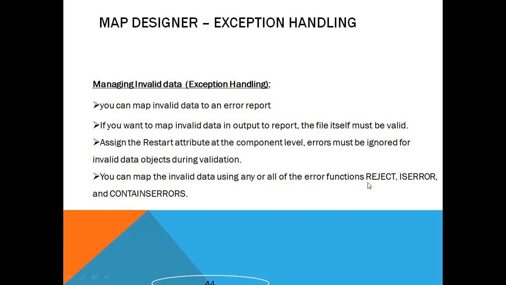So you can map invalid data to an error report. If you want to map invalid data in output to a report, the file itself must be valid. Assign the restart attribute at the component level. The errors must be ignored for invalid data. So if we put the restart attribute, the errors will be ignored. You can map the invalid data using these error functions: reject, is error, contains error. So if you want errors to be ignored, you have to put the restart attribute. Otherwise, the map will not execute. You put the restart attribute, then only errors will be ignored, and at the output side, you can extract the error records using the reject, is error, or contains error functions.